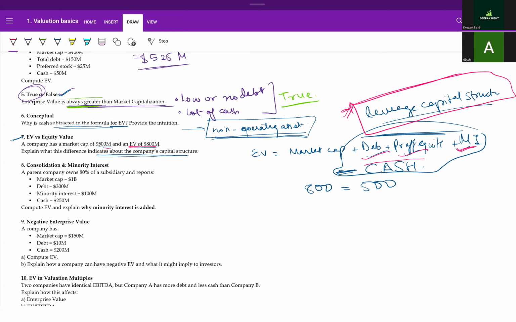Okay, so I hope this is clear. So let's move to question number 8. Question number 8 is about consolidation and minority interest.